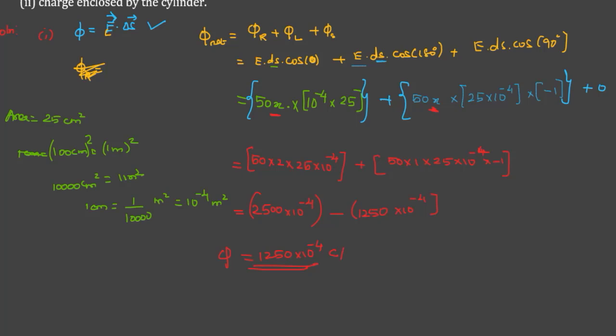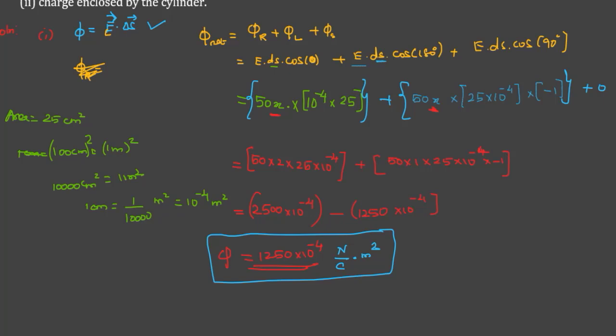So coulomb per second. We need to take flux now. E dot dS. So E is nothing but Newton per coulomb, area is nothing but meter square. So 1250 × 10 power minus 4 Newton per coulomb meter square. This is your net flux.